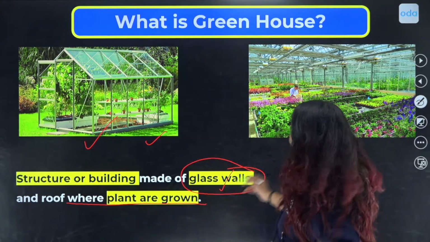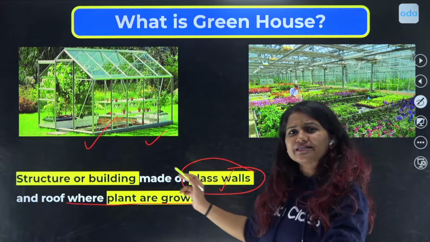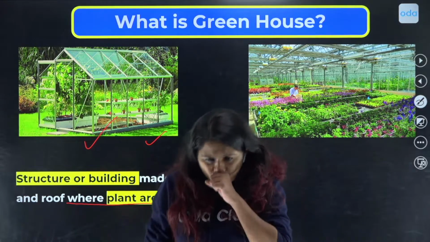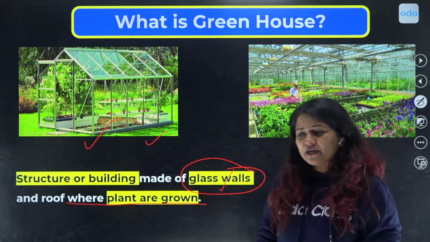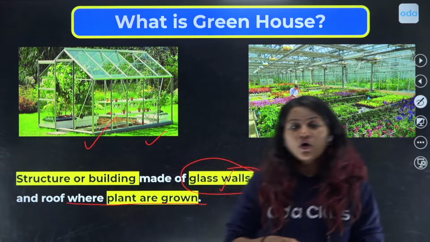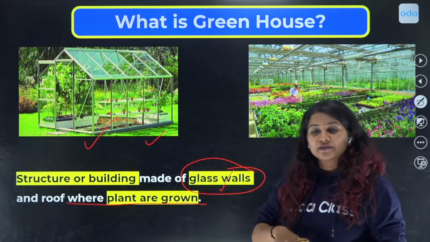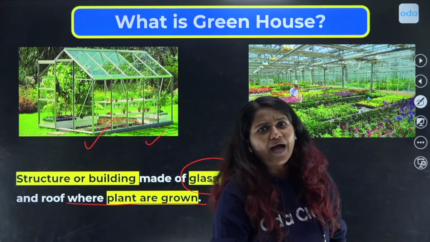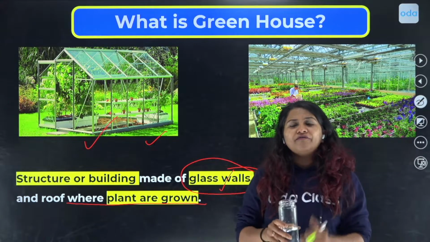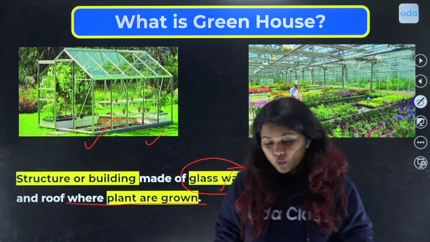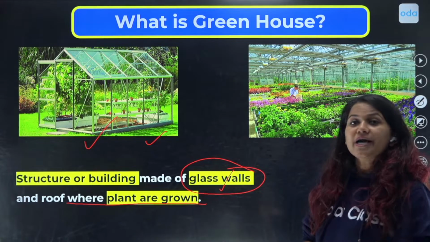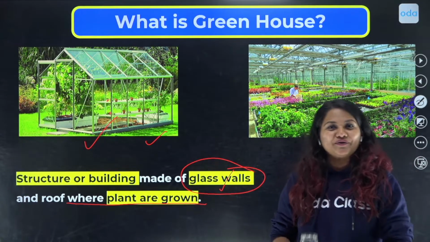Yes. And why do we grow plants in this greenhouse? Why do we need this kind of house to grow plants? Can't we grow plants in the garden, in the open farm, or on the terrace as well? So why do we require this house? Can you tell me in the chat box if you know?